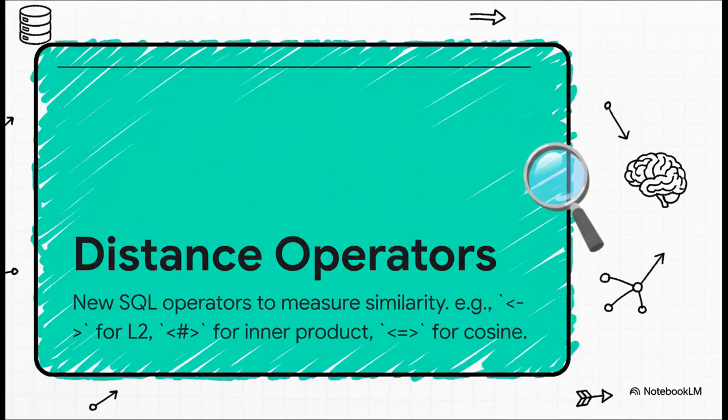Second, and this is so cool, it adds new operators right into SQL itself. These are the tools you use to measure how similar two vectors are. That little spaceship operator, for example, measures cosine distance, which is basically just a fancy way of saying how similar the direction of two concepts is. So instead of making some complex API call, you're using these simple, intuitive operators right inside your select statement.